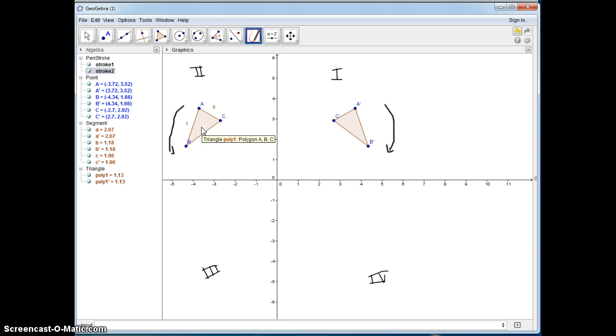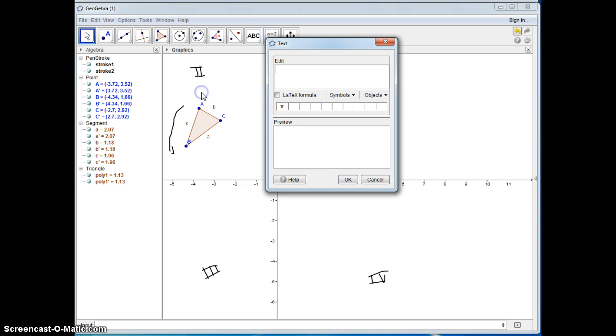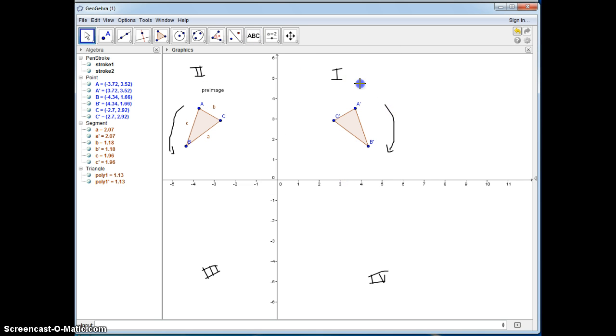They're actually called an isometry because the pre-image and the image are congruent. Let's write these words in. Pre-image, and this is the image.